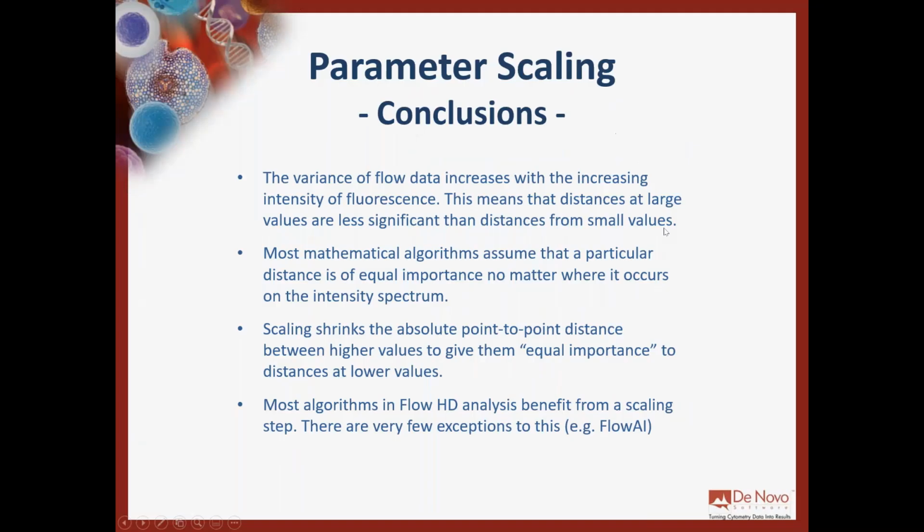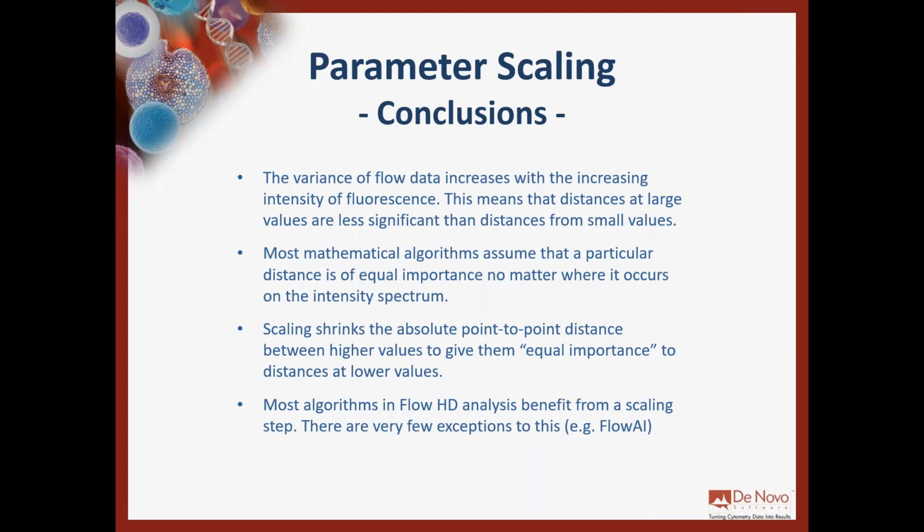Here is the last slide. So about scaling, we know that the variance of the flow data increases with increasing intensity, and we need to take some action to correct this because algorithms rely on distances. Most mathematical algorithms assume that the distances are comparable along the range of data. Scaling is a way to shrink the point-to-point distance at higher values to make them more comparable to the distances at lower values. And most of the algorithms benefit from this.